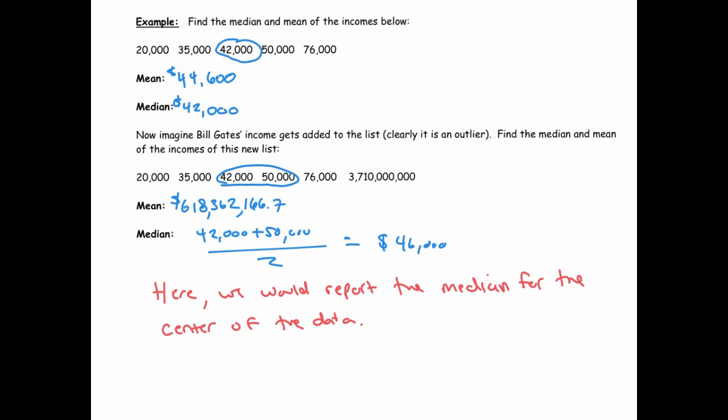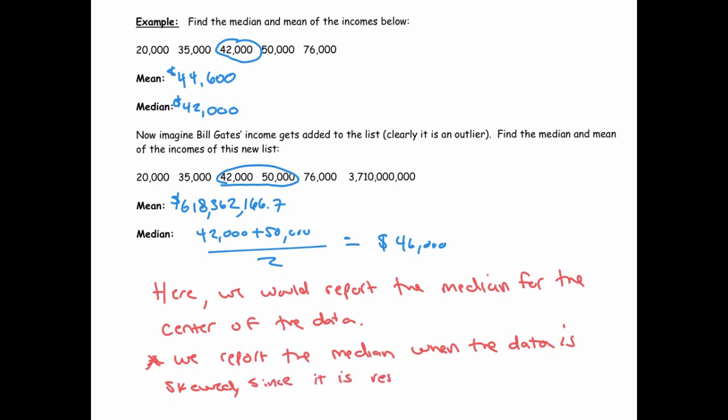In the above example, you can use either. Again, you might need more information, depending on the context, but either would probably be fine because you don't really have a value that's skewing the data. Okay, so again, just to highlight the point, we report the median when the data is skewed. And again, this is because it is resistant to outliers.